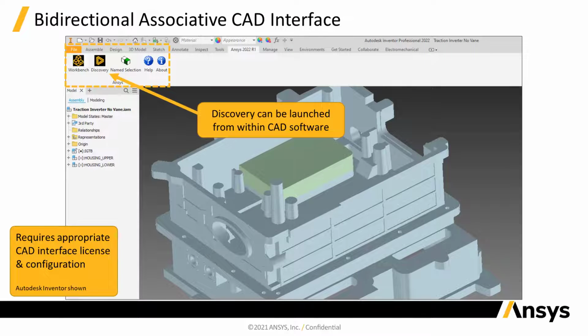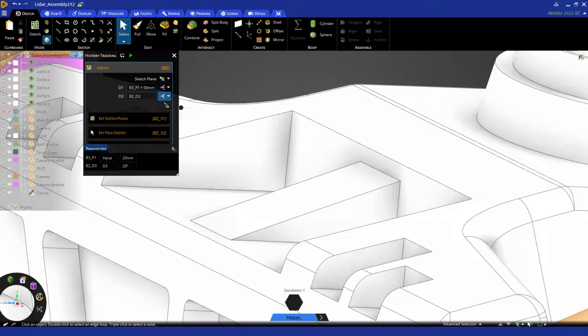History tracking also supports the import of parameters from a native CAD file with the associative CAD interface license configuration and native CAD software installed locally.